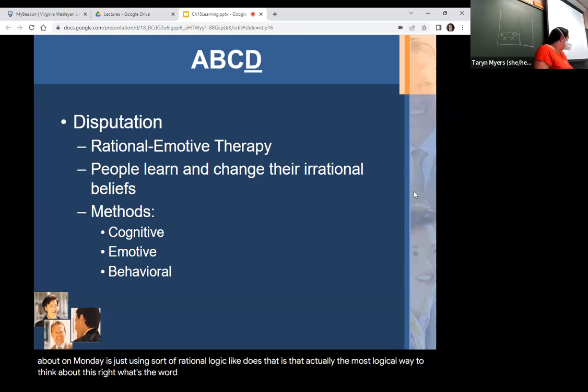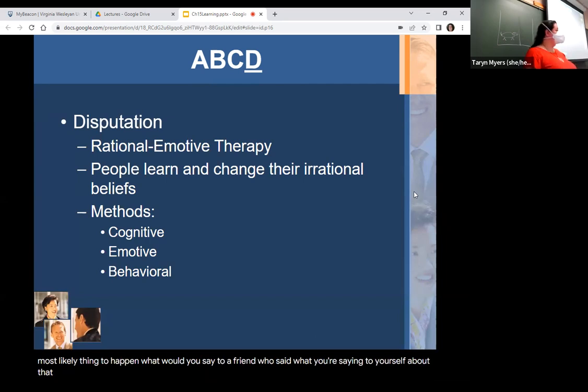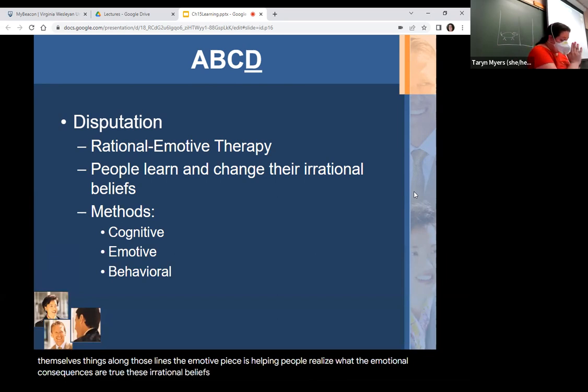Right? What's the worst that could happen? What's the best that can happen? What's the most likely thing to happen? What would you say to a friend who said what you're saying to yourself about themselves? Things along those lines. The emotive piece is helping people realize what the emotional consequences are to these irrational beliefs, and really trying to help them change their emotions by changing the beliefs.